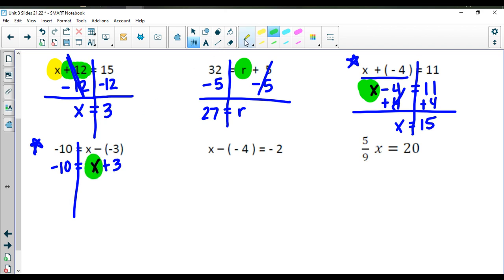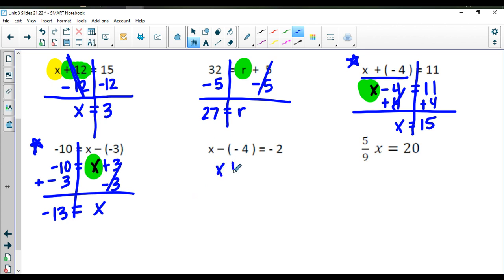My x is my variable. That's what I'm trying to isolate. So I have a plus 3, so I need to do a minus 3. I'm going to get x equals. Over here, just think about these as adding. A negative 10 and a negative 3, that'll give me a negative 13. For this next one, we're going to rewrite this as x plus 4 equals negative 2. And there's my x, so I'm going to minus 4 on both sides. X equals negative 2, and a negative 4 is a negative 6.